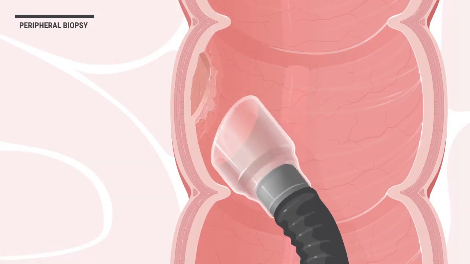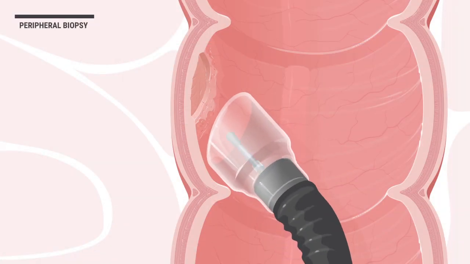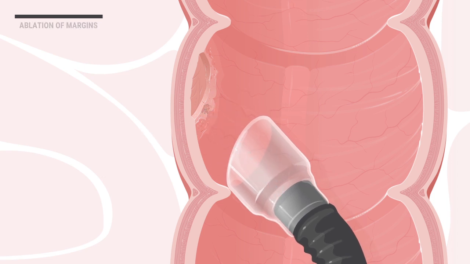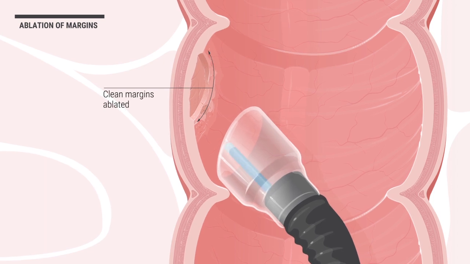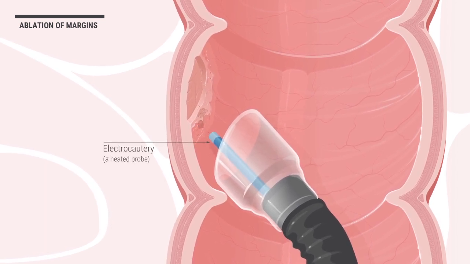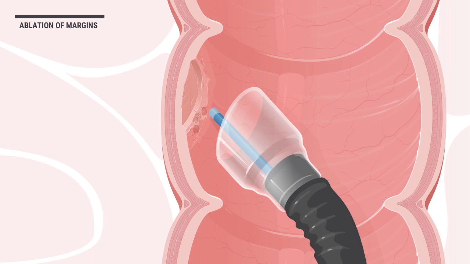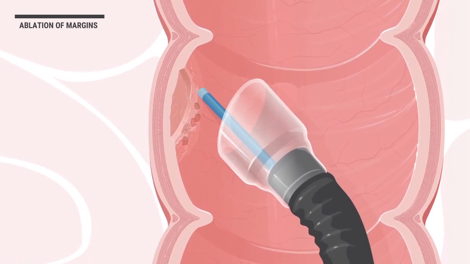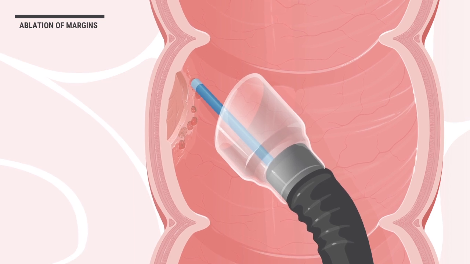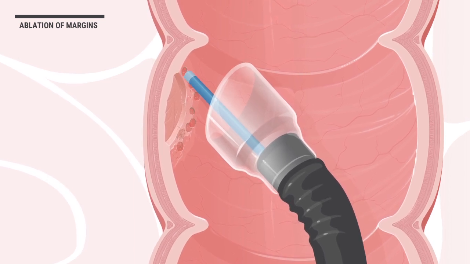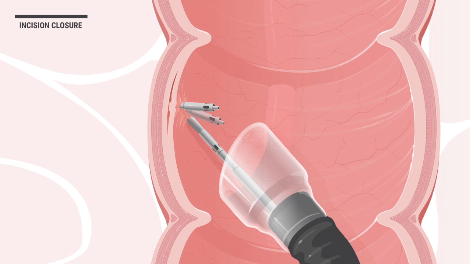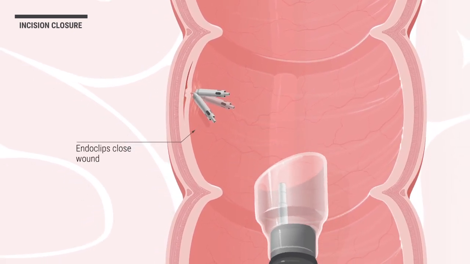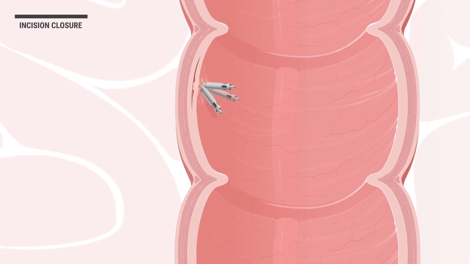Then a biopsy is taken from the periphery of the wound to ensure the surrounding tissue is normal. The clean margins are also ablated or heated to destroy microscopic residue and decrease the chance of tumor or polyp recurrence. At the end of the procedure, endoscopic clips are used to close the wound in the lining of the colon, and the colonoscope is removed from the patient.